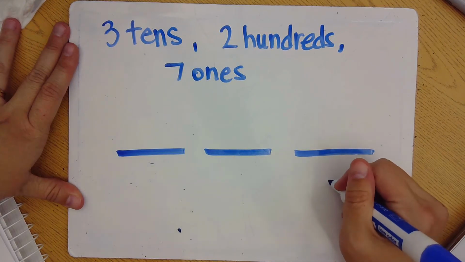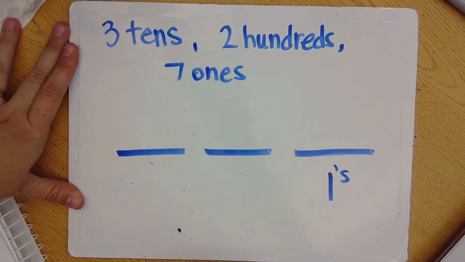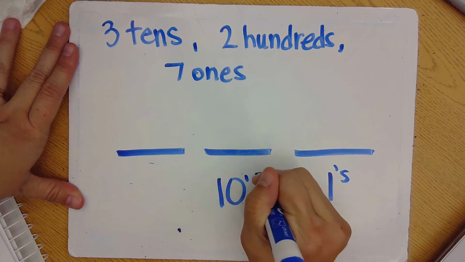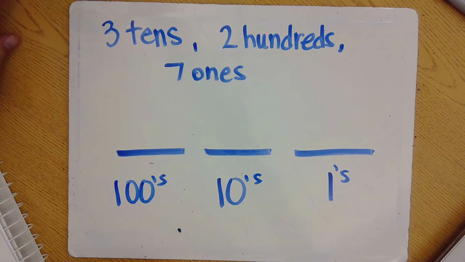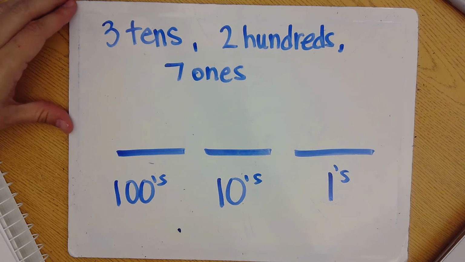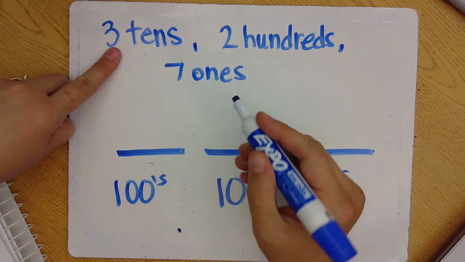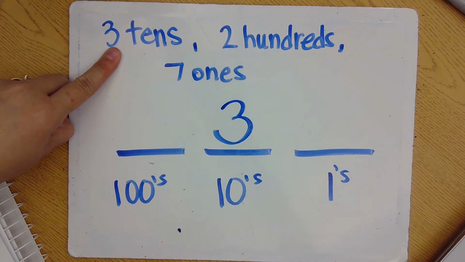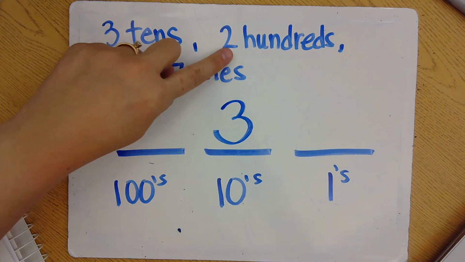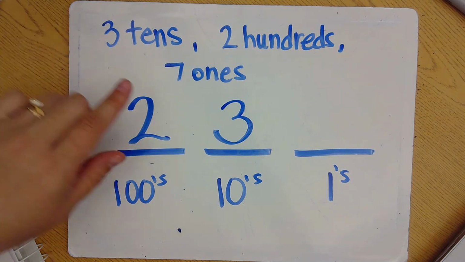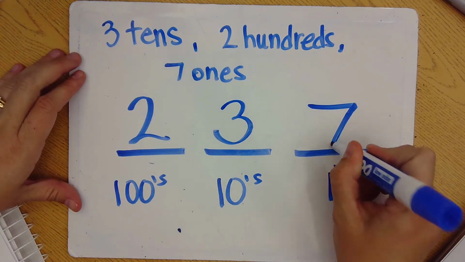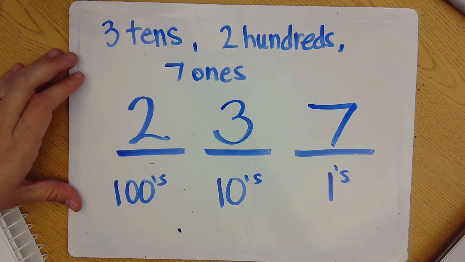Place value, this is the ones place. This is the tens place, and this is the hundreds place. So even though these were written out of order, I can still tell you the correct number. 3 tens, I'm going to write my 3 in the tens spot. 2 hundreds, I'm going to write my 2 in the hundreds spot. 7 ones, 7 goes in the ones spot.